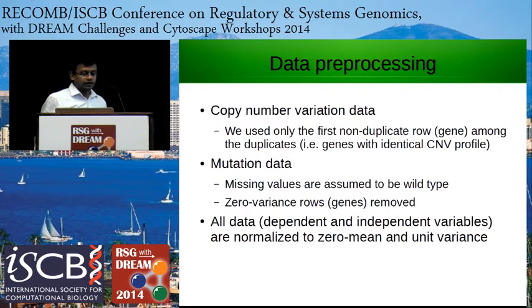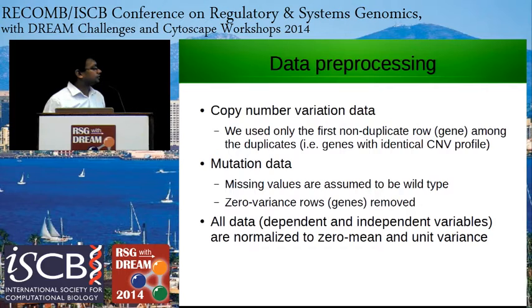Briefly about the pre-processing that we have done for the different data sets. In the copy number variation data, we have about 23,000 features. And we noticed that many of the rows have identical values, meaning that many genes have identical CNV profiles across all the cell lines. So in this case, we have simply used the first non-duplicate row among all the duplicate choices. This is just done in order to reduce the dimensionality.